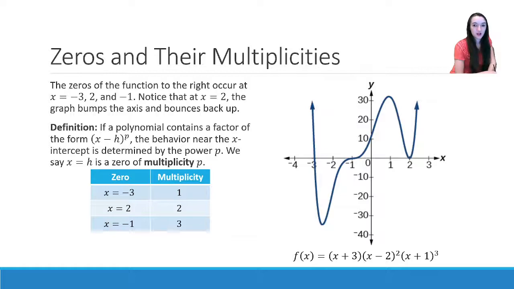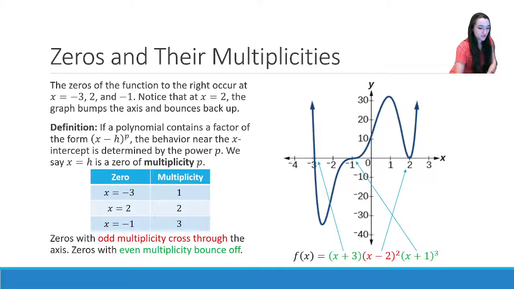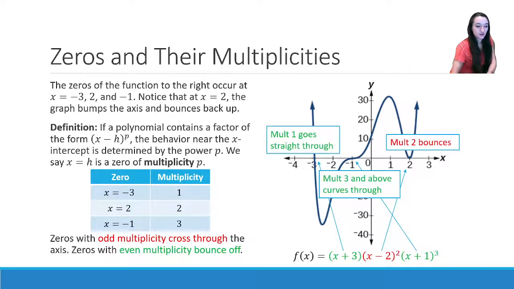We can tell this because when we cross through our 0, it's just a straight line through it. We can also tell this by looking at the factored form. So it's got multiplicity 1 right here, x plus 3 to the first power. Then x equals 2 is multiplicity 2. This we can tell because we bounced off. So multiplicity 2, we bounce. And then multiplicity 3, x equals -1, well, essentially it's a little bit different. Multiplicity 3 curves through. So it still crosses across it just the way multiplicity 1 did, but it does it a little bit curvier.